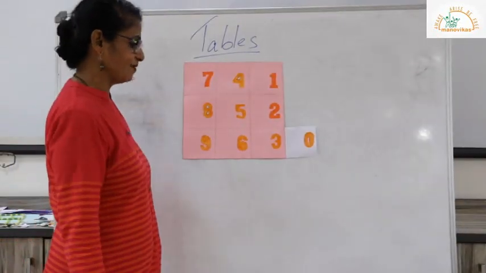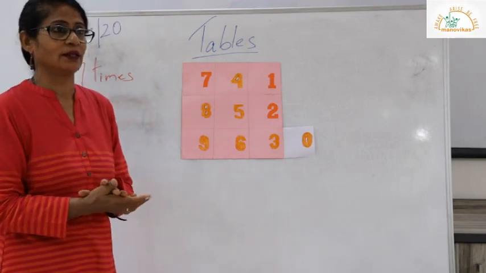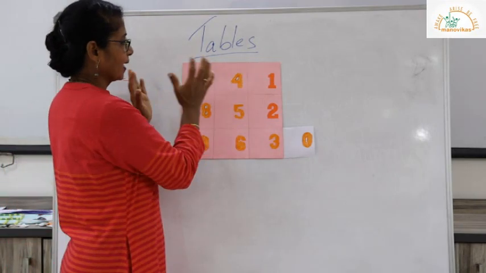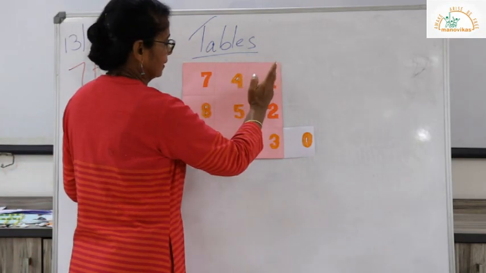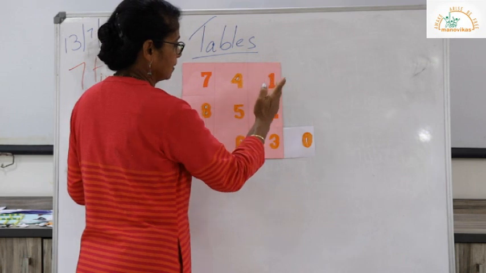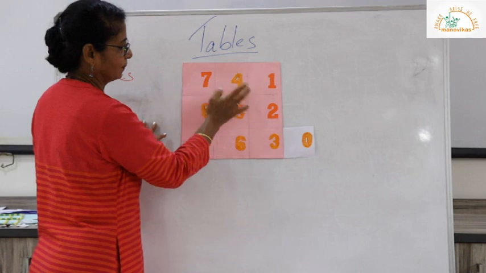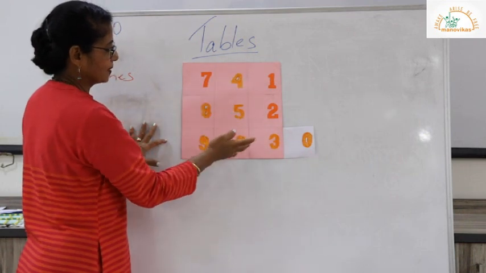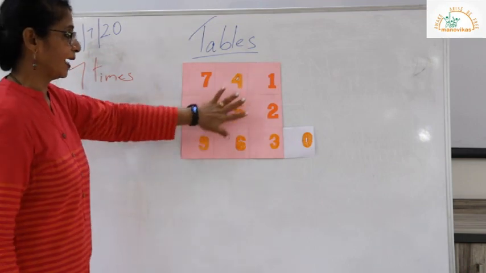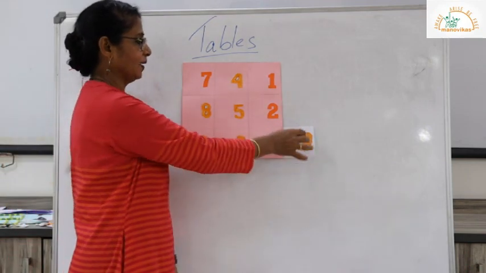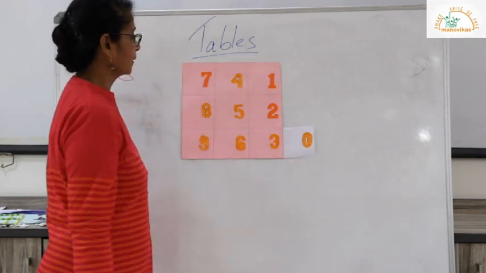Now let's learn the 7 times table. For the 7 times table, again we do a grid of 3 by 3. In the ones place, in the top column, we are writing numbers 1, 2, 3. The leftmost column, the middle one, from 3, we go to 4, 5, 6, 7, 8, 9. This is the order to be followed in the ones place. And then we write 0 to the rightmost corner.